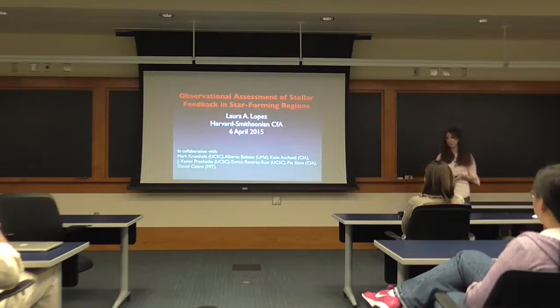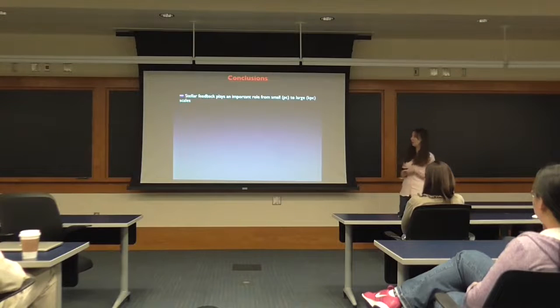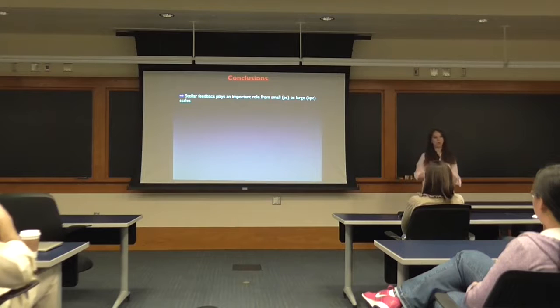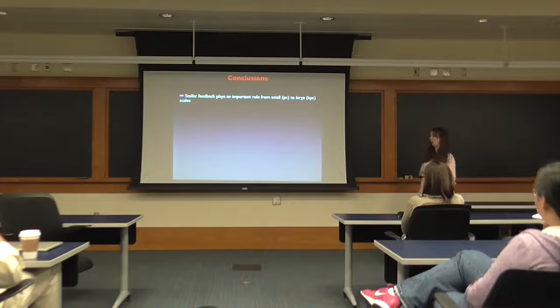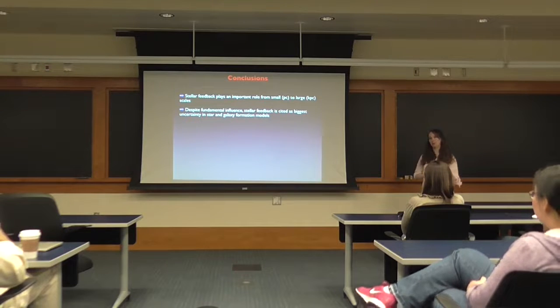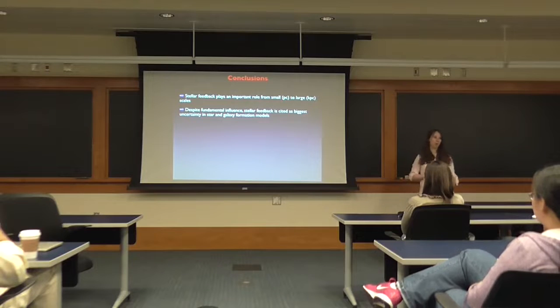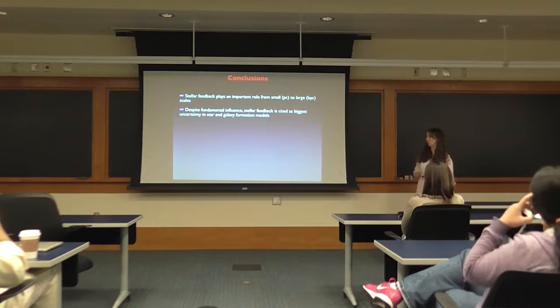So if anyone has ever seen my talks before, you know that I like to start with my conclusions. And so my conclusions are that stellar feedback plays an important role on the small scale, but has an impact on the large scale as well of entire galaxies. And despite this fundamental influence, stellar feedback is often cited as one of the biggest uncertainties today in star and galaxy formation models. And I'll talk about why it's considered to be very uncertain.